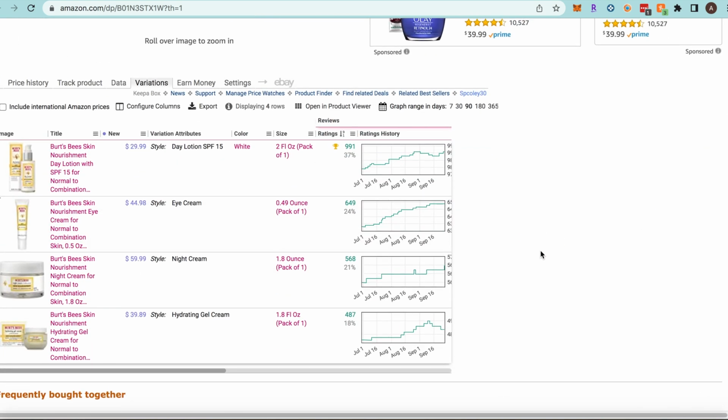And it's our job to figure out which one is maybe selling the most out of that, so we can make a better buying decision and make sure we're buying the product that's actually moving fast. One way to do that is looking at this ratings column. You want to sort by the ratings column.